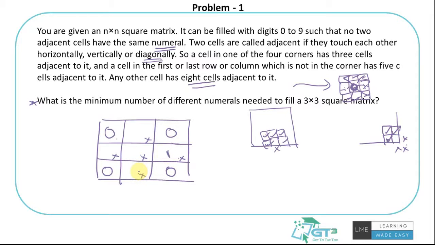Right, can I fill 1 here? No, because it is diagonally connected, so it is not a possibility. Can I fill here? No. Can I fill here? No. But can I fill here? Yes, because this is not adjacent to this cell, so these two are not adjacent. That's why I can fill. So I have filled with 1 in as many boxes as possible.